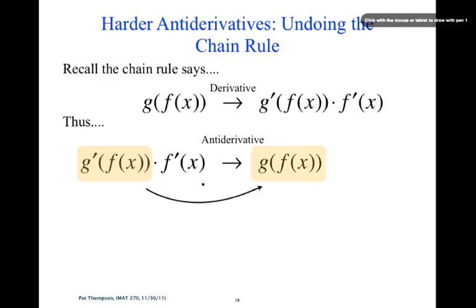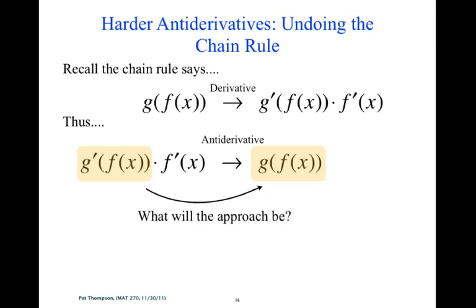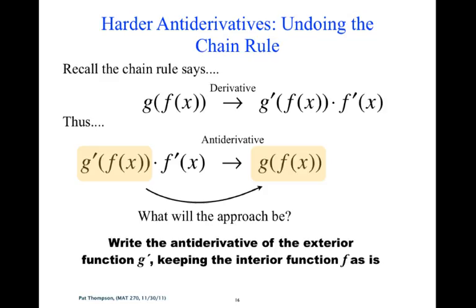All right, so what do we need to do? Once we find that g prime f of x, there's only one thing to do, which is what? Find the antiderivative of g and leave f as it is, and we're almost done. You see that? So we're going to write the antiderivative of the exterior function, keeping the interior function f as it is. And then we might have a little mess to clean up, but that's the easy part.